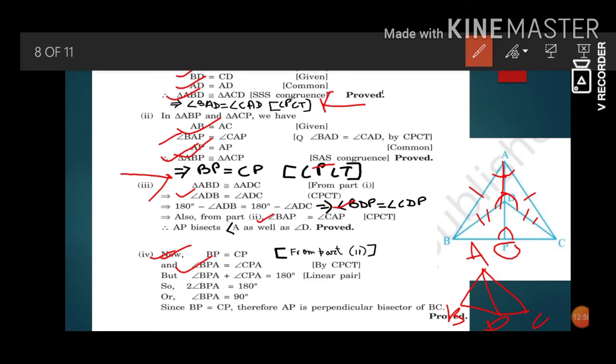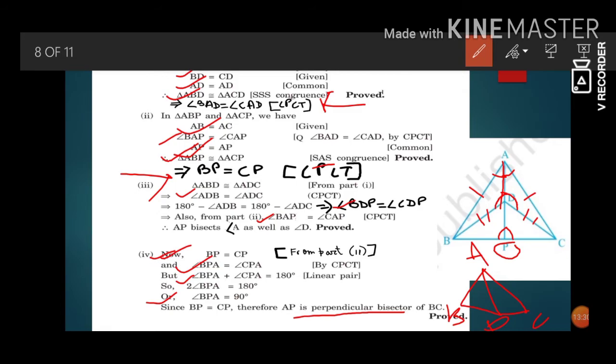Now the point P lies on a straight line BC. So by linear pair, if we add angle BPA and angle CPA, it should be 180 degrees. Since both BPA and CPA are equal, we can write 2 BPA equals 180. So angle BPA equals 90 degrees. So BP equals CP, along with the angle at P being 90 degrees, we can say AP is a perpendicular bisector of BC.